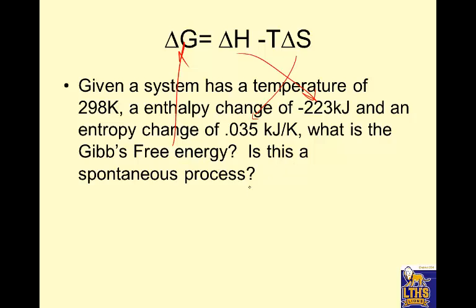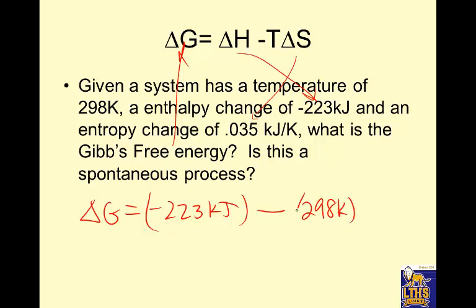Is this a spontaneous process? So let's see. Delta G equals delta H, negative 223 kilojoules, minus T, 298 Kelvin, times delta S, 0.035 kilojoules per Kelvin. Kelvins cancel with Kelvins. So we have negative 223 minus 298 times 0.035. So we have negative 223 kilojoules minus 298 times 0.035.